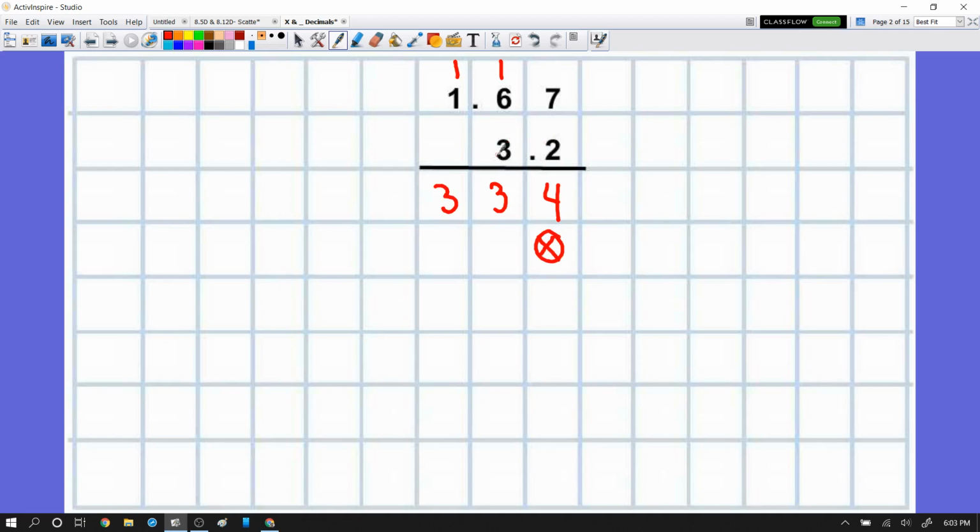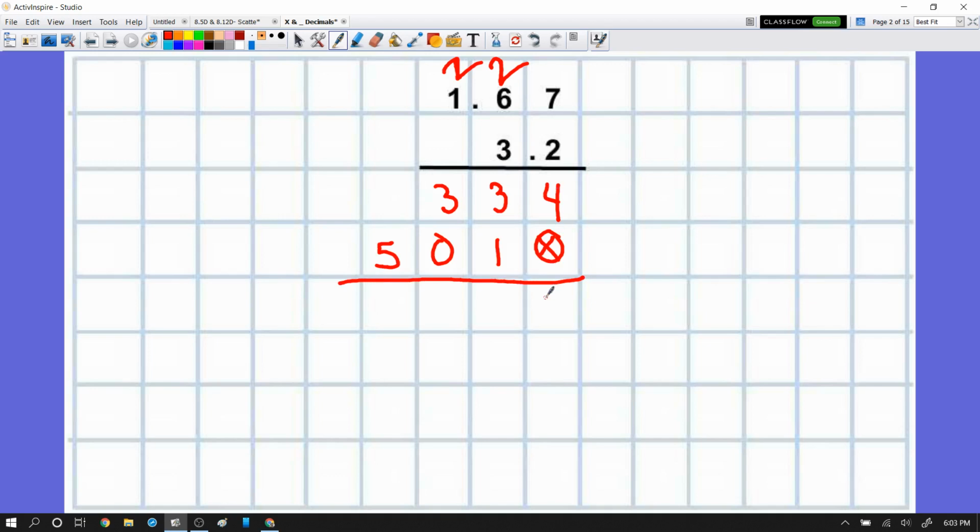Now we're going to go to this number in the tens place and multiply it by everything above it, just like we did with the 2. 3 times 7 is 21. 6 times 3 is 18, 19, 20. 1 times 3 or 3 times 1 is 3 plus 2 is 5. And then we just add these up.